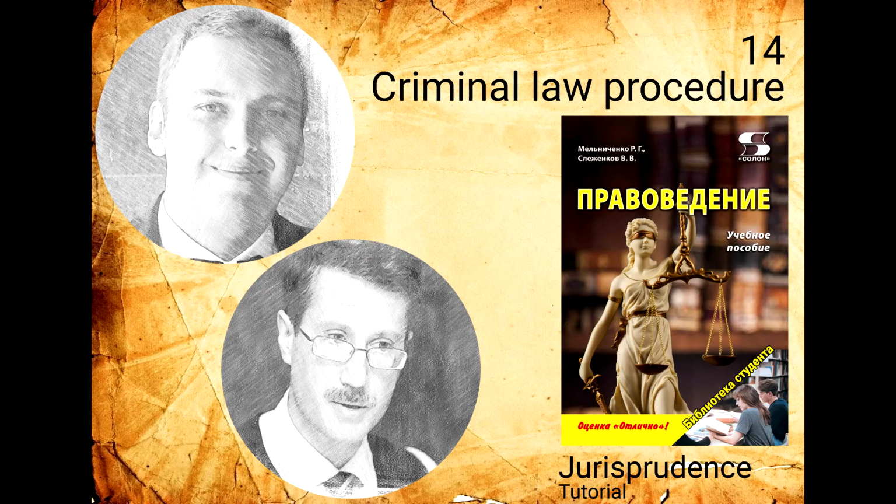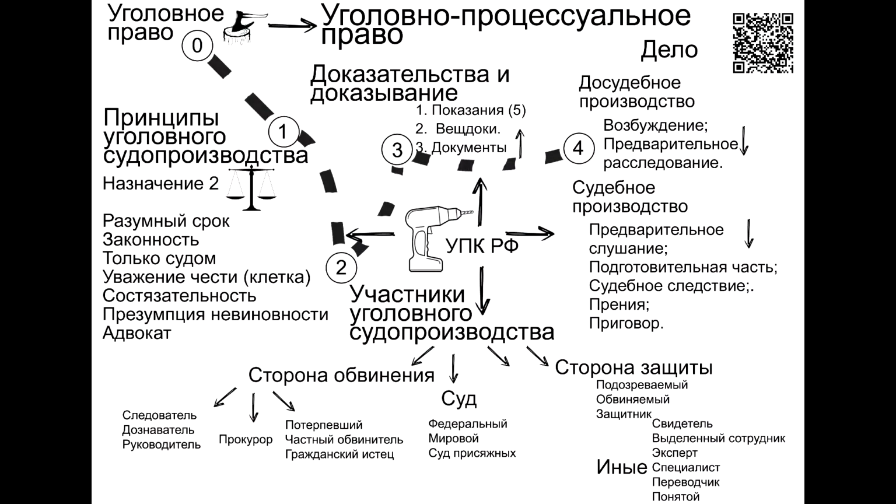14th lecture note. The title of this lecture note is Criminal Law Procedure. We are going to look at this in four aspects. The first, principles of criminal procedure. The second, participants in criminal proceedings. The third, evidence and proof. The fourth, criminal case. Let us look at the first aspect, principles of criminal proceedings.